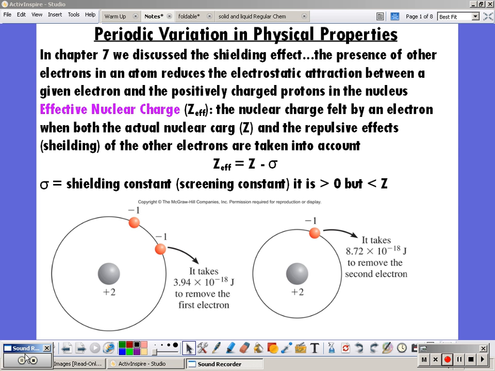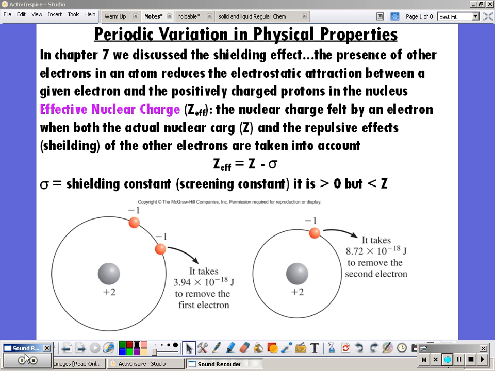The effective nuclear charge, or Z sub EFF, is the nuclear charge felt by an electron when both the actual nuclear charge, Z, and the repulsion effects, or the shielding, of other electrons are taken into account. So then we have this little formula. The effective nuclear charge equals the actual nuclear charge minus sigma, which is your shielding constant or screening constant. Now that constant is greater than 0, but always less than Z.